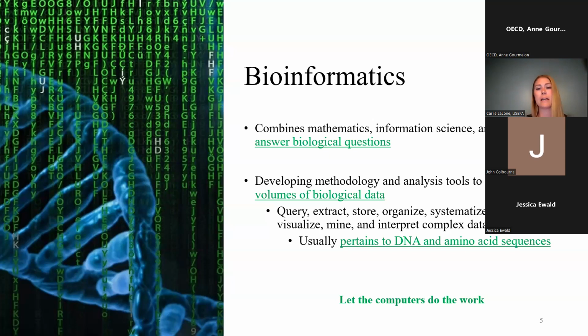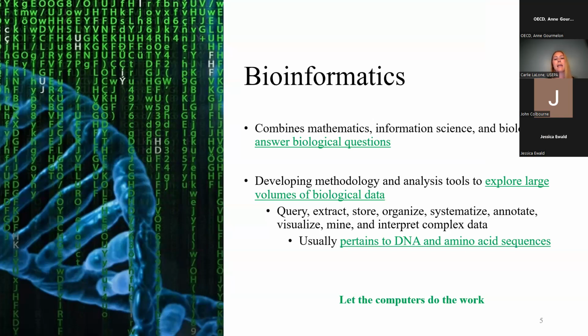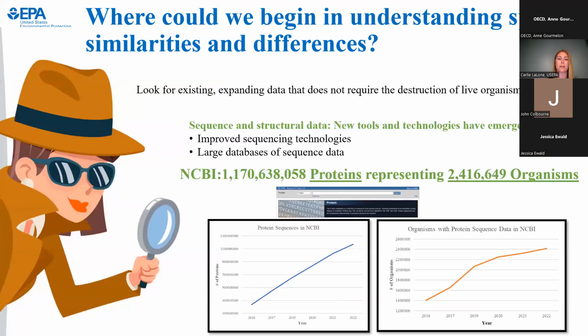And I think Jessica did a really nice job of talking about toxicogenomics and how we can utilize mathematics, information science, as well as biology to answer these large biological questions and explore very large volumes of biological data relatively rapidly. And so the use of bioinformatics really allows the computers to do the work, to be able to take advantage of information on, say, DNA, RNA, and amino acid sequences that lead to proteins, for example, to allow us to ask very complex questions and then process data relatively quickly.